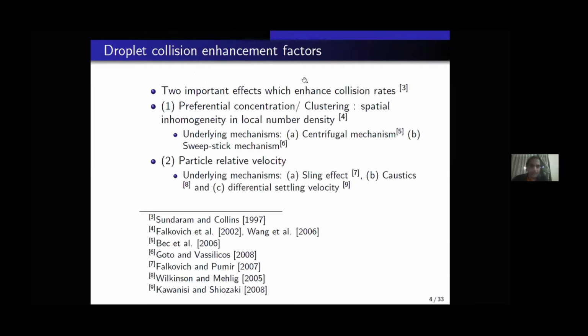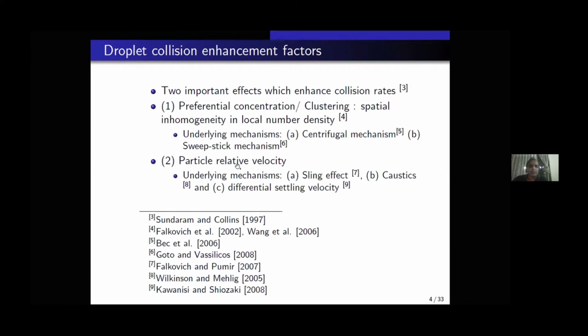This is a well-studied problem. It's been studied for more than a few decades. And if I can, with a limited amount of time, provide a quick summary, there are two main mechanisms people think of when they think about how droplets could collide and coalesce. First is preferential concentration or clustering, essentially resulting in spatial inhomogeneity in the local number density. In regions where clustering occurs, you could imagine that the local droplet number density becomes large, and it could aid enhanced collisions. That's why it is studied as one of the possible mechanisms.